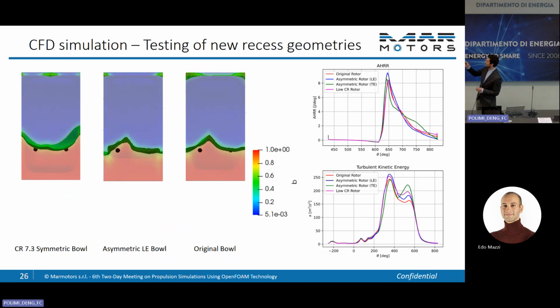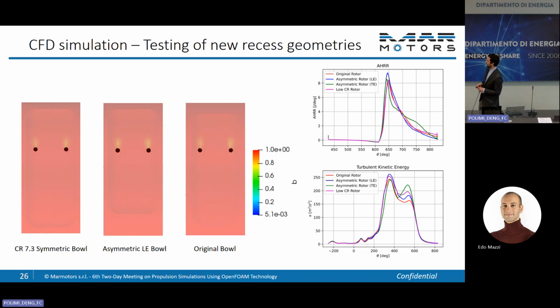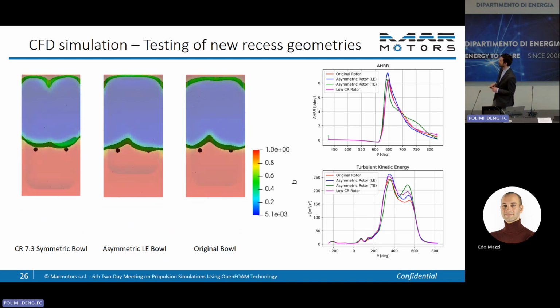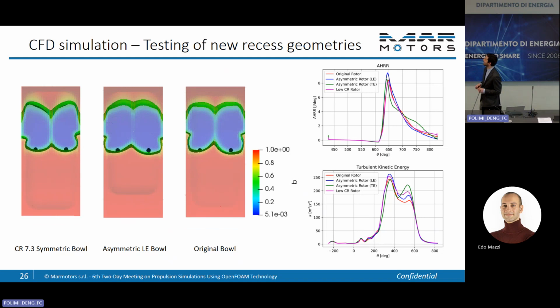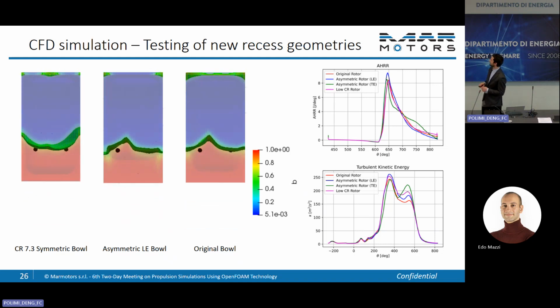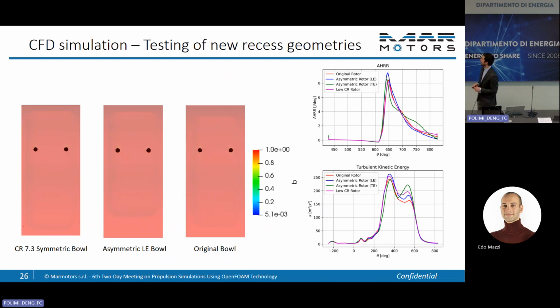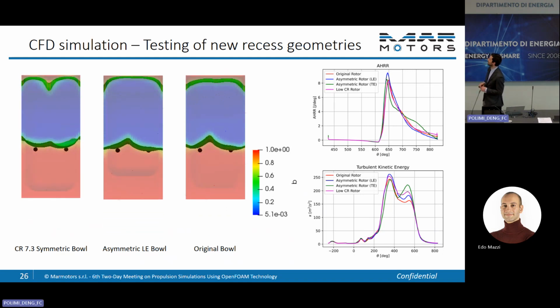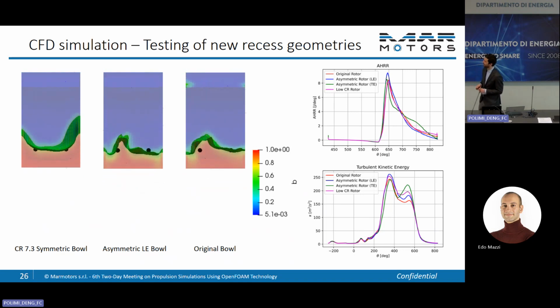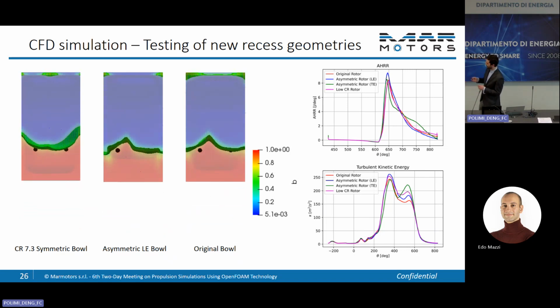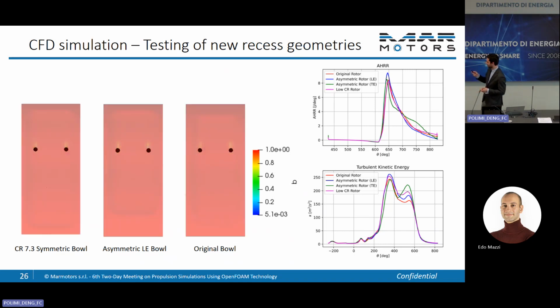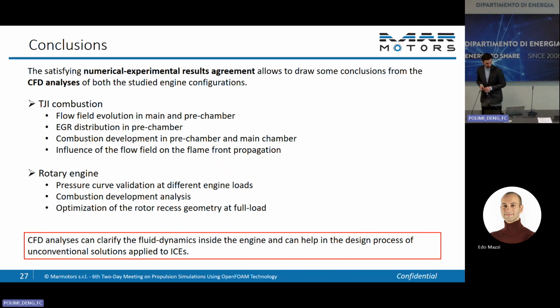If you can see, these are the three different flame developments of the optimization that we did, and as you can clearly see from the two graphs, the leading edge recess on the rotor can give higher heat release rate and also higher turbulent kinetic energy that can result in a faster and a better combustion, and so higher performance.